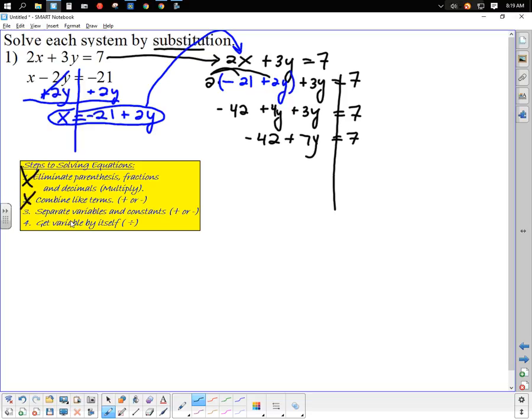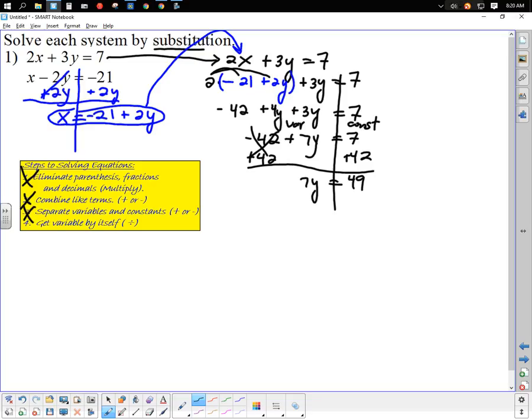Now, step number 3, separate variables and constants. Variable means letters. The letter will be on the right, and the constant will be on the left. All of them have a letter. Well, the one that doesn't have a letter is negative 42. Get rid of it. Will be plus 42. Plus 42. Now these are opposites. They will cancel. So your answer will be 7y. 42 plus 7 will give you 49. Variable means letters. This is a letter. Constant means numbers only. That's a number only.